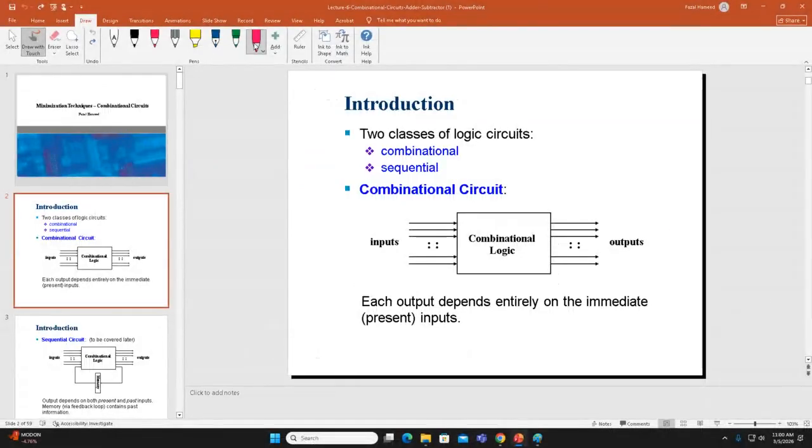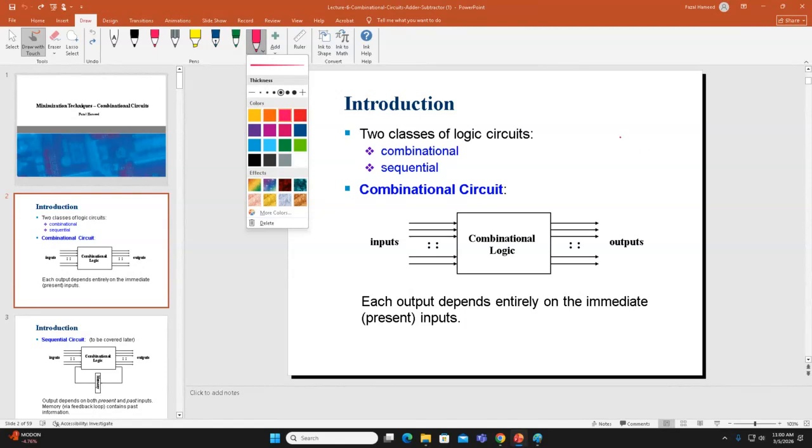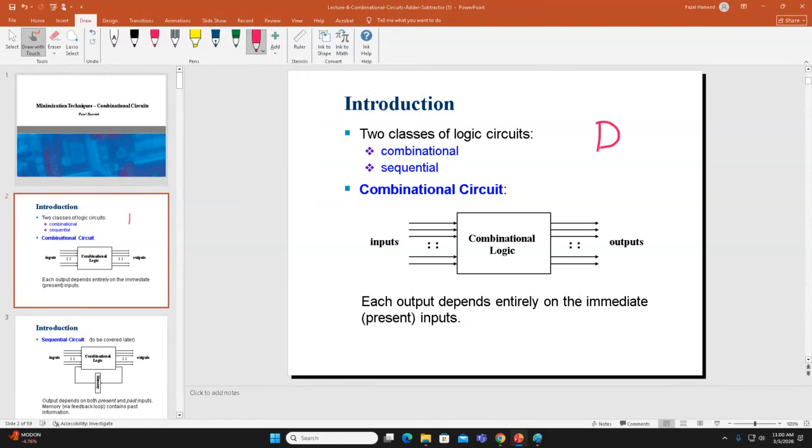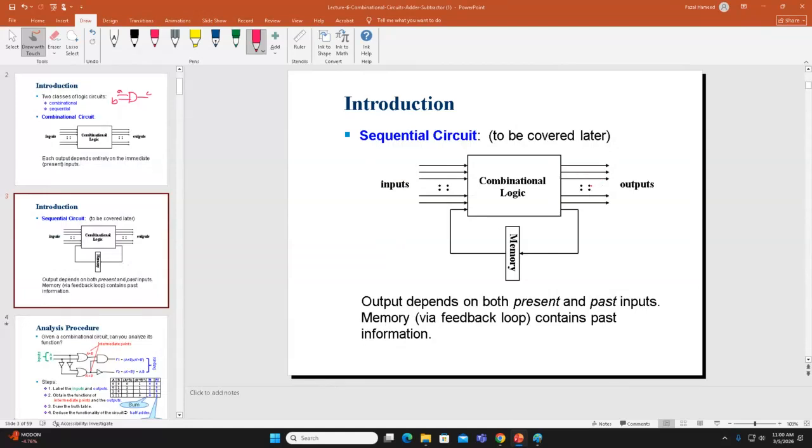Let's assume we have this combinational circuit, and the AND gate is a combinational circuit. Let's assume the inputs A and B, and the output is C. So in the combinational circuit, the output is a function of the inputs only. Now, what about the sequential elements? The output is not only a function of the input; it also depends on the previous state. Can you see there is a feedback in the sequential circuit? We will cover sequential circuits later on.